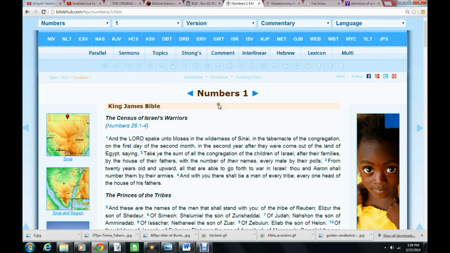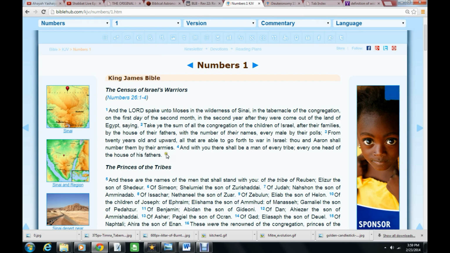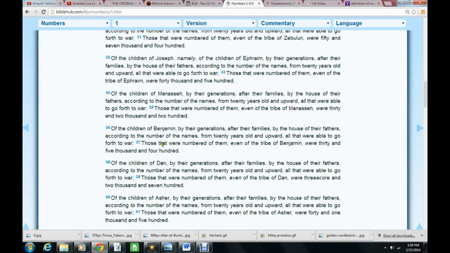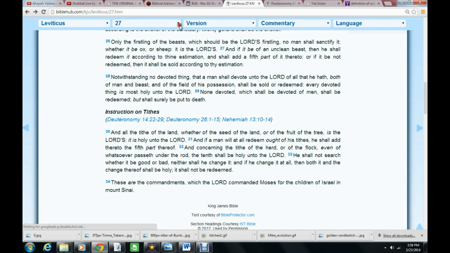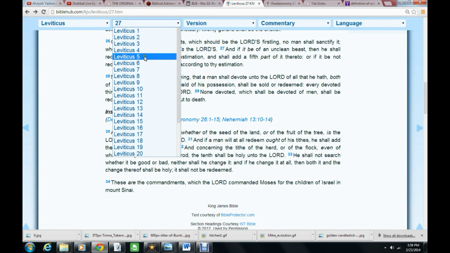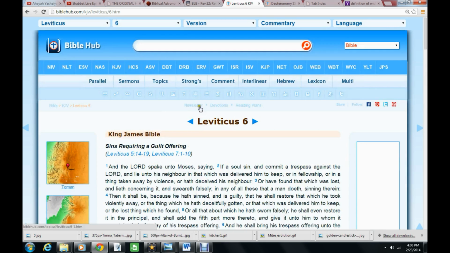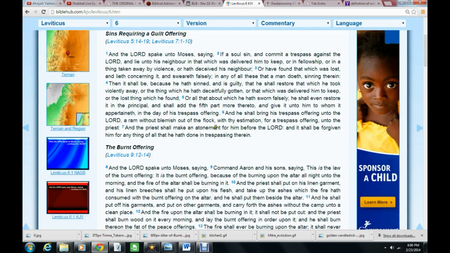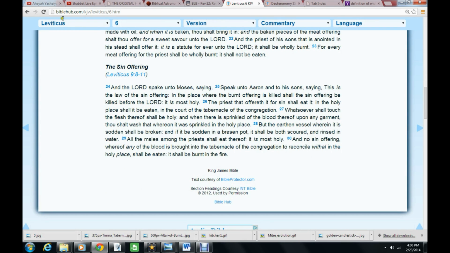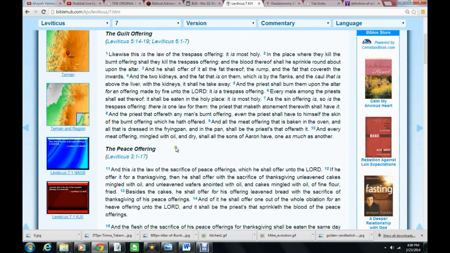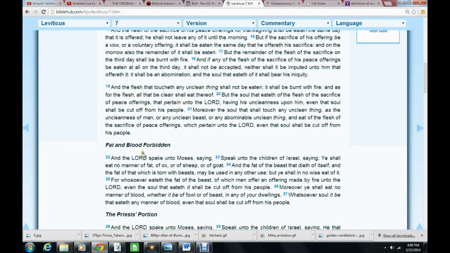We're not going to be reading Numbers. This talks about the tribes and all that stuff, and how they're numbered and all that. But let's go back and let's go to section 6. We'll read this last part for today, and we'll continue on in the next section. So we already did the grain offering, the sin offering, the guilt offering, the peace offering, fat and blood forbidden.